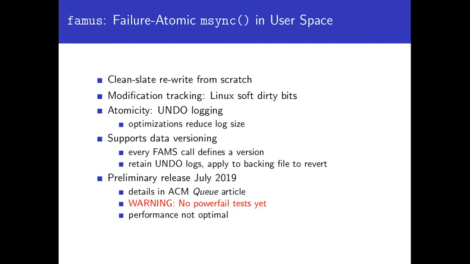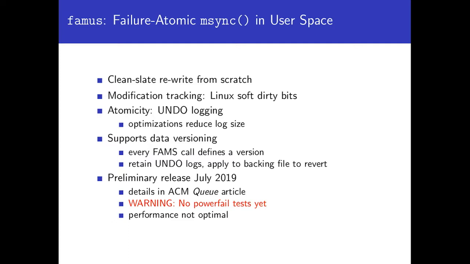Now, I mentioned this earlier, failure atomic msync in user space, or FAMOUS, is a library that I wrote recently. It's very simple, it's a couple hundred lines of code. It tracks modifications to the in-memory image by using a Linux feature called soft dirty bits. That's why FAMOUS only runs on Linux. It uses a very simple undo logging scheme to atomically update the backing file. There are a couple of optimizations that reduce the size of logs in certain common scenarios.